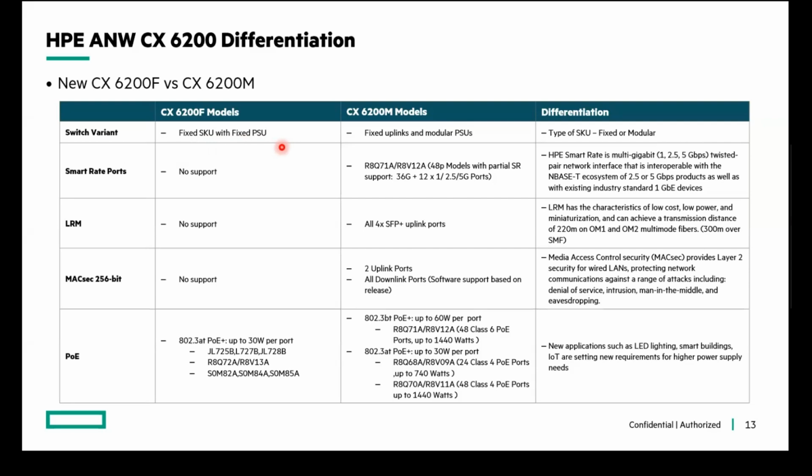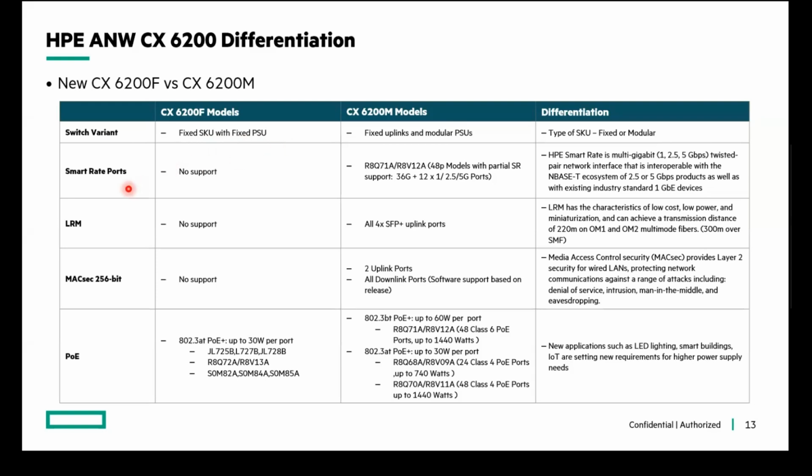So that power supply is internal. There's no option for redundancy here. Whereas with the 6200M models, you have both fixed uplinks as well as 2 power supply slots. And you also have modular fan capability here. Whereas with the F models, the fan is also internal and fixed.